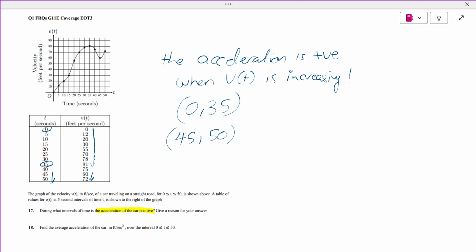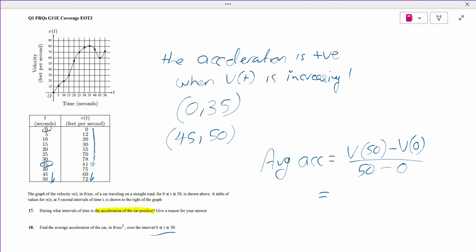Find the average acceleration of the car in feet per second squared over the interval 0 to 50. Well, the average acceleration is going to be v of 50 minus v of 0 over 50 minus 0. And both values, v of 50 and v of 0, are given in the table. So the acceleration will be 1.44. The unit is feet per second squared. This is question 17 and 18.